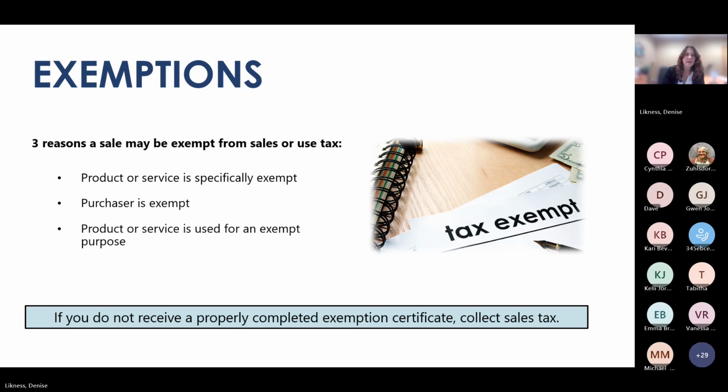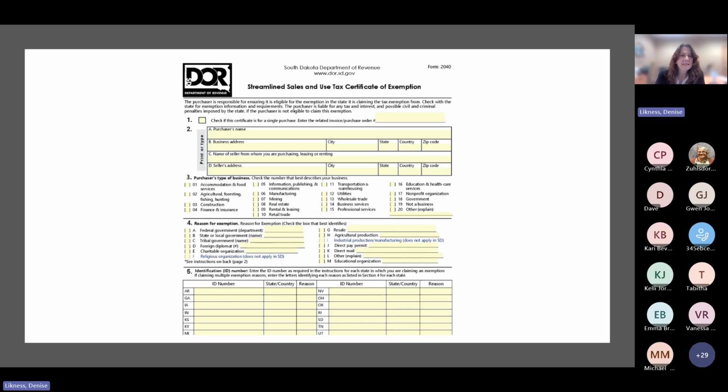This is the copy of our Streamlined Sales and Use Tax Certificate of Exemption. It's used by various states, and the exemption certificate that we had prior to this was pretty cumbersome. This is pretty simple to follow. There is required information on the certificate. You can't just sign it and give it to someone. So the purchaser's name and address and ID, if required by the state where the sale is sourced, the type of business, the reason for exemption, and the signature.